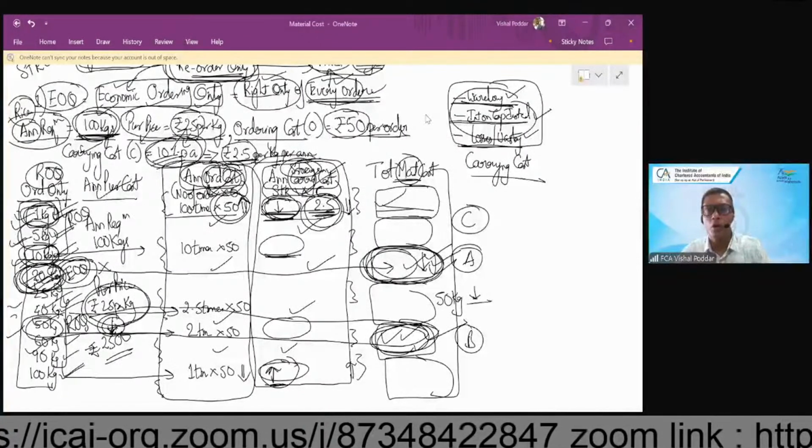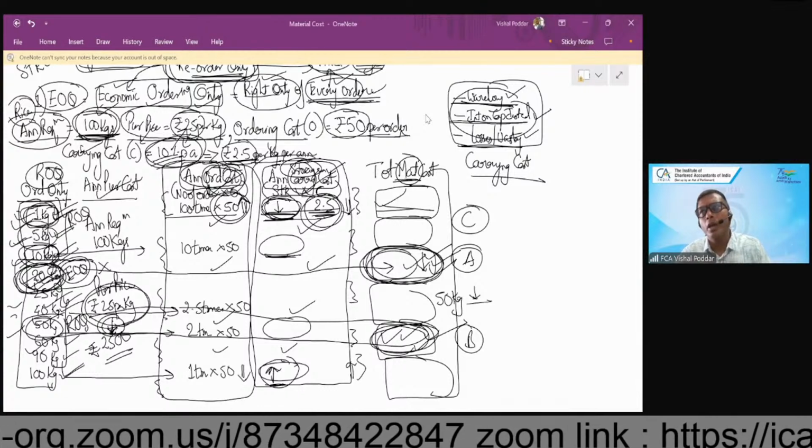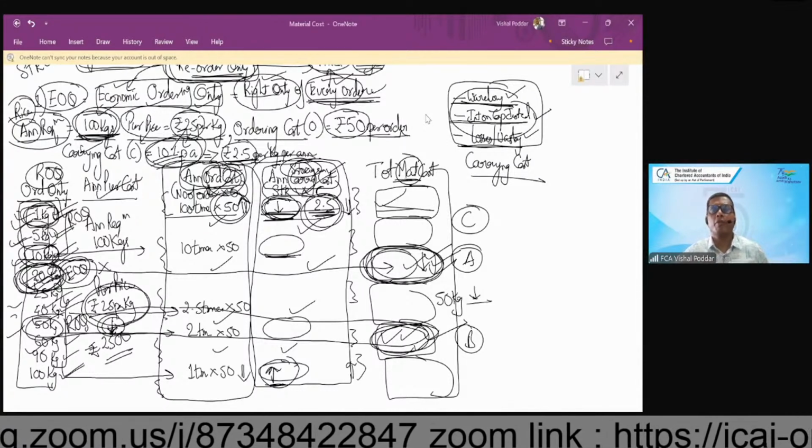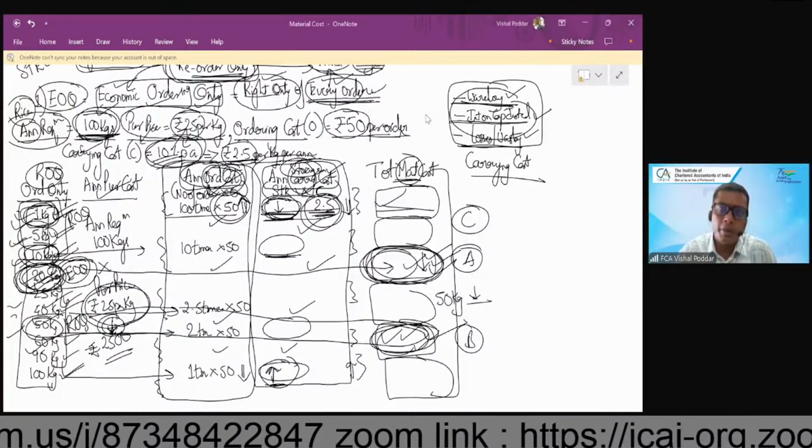So, EOQ is not appropriate for industries having high price fluctuation. See, I will not say EOQ is not appropriate for industries having high price fluctuation, because anyways, all these plannings are required.